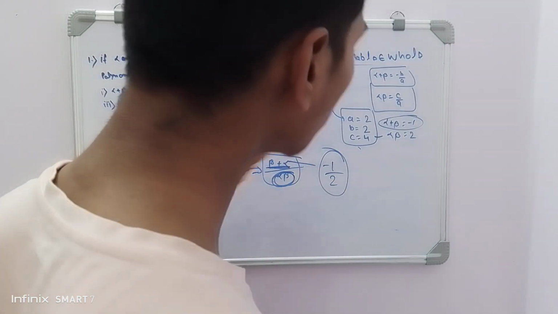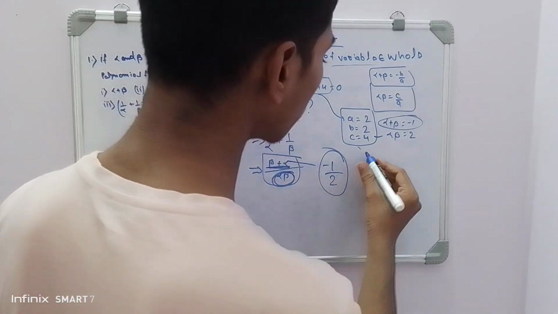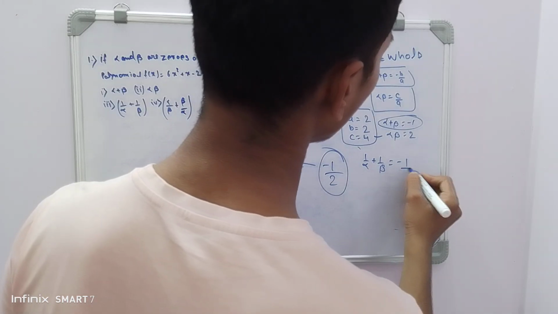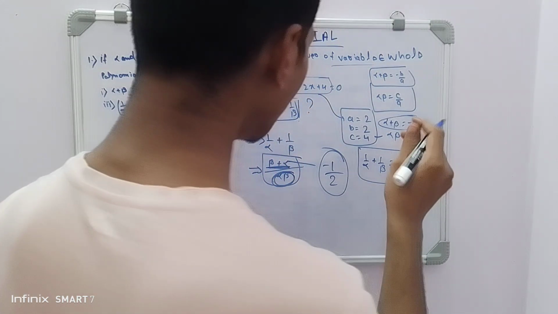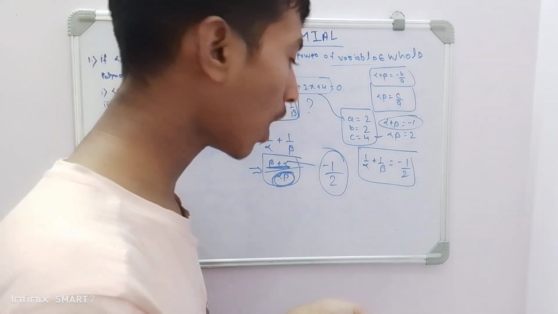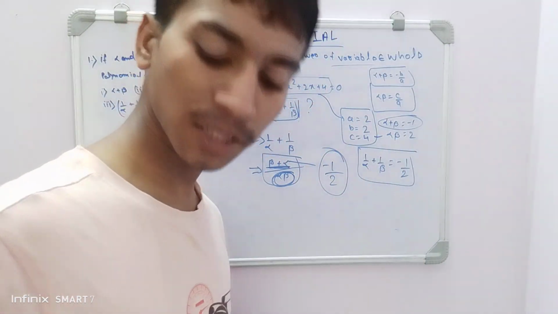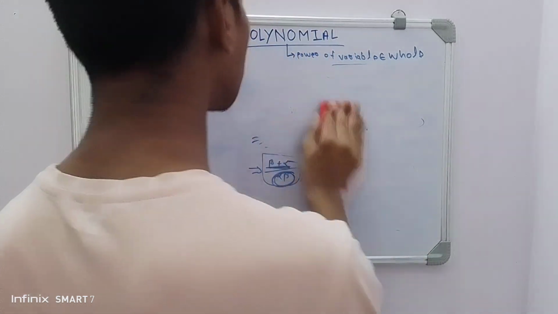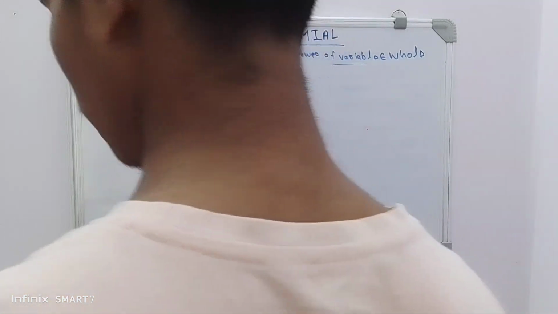So this is going to be our answer of this equation. So right here, 1 by alpha plus 1 by beta is going to be equal to minus 1 by 2. It seems to be very complicated, but see how easy this is, as you were able to understand. Let's try an interesting question, which is a PYQ of the board examination.